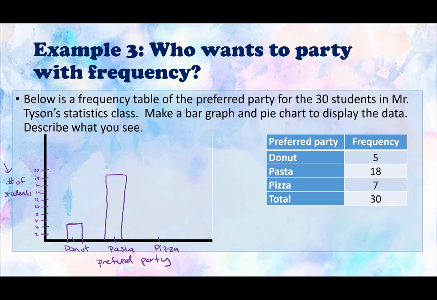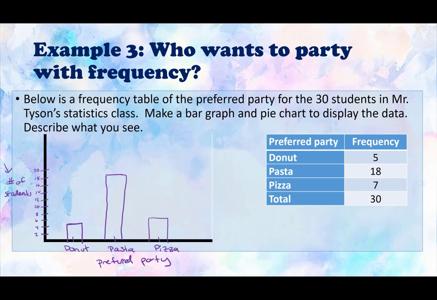And then the pizza party had about 7, so if we go across, we come down here, and this is your first bar chart. As you can see, the pasta party was the clear winner here, followed by the pizza party, and the least preferred, the donut party. Very easy to see these numbers. We made sure that we started at 0 over here so that nothing looked a little off.